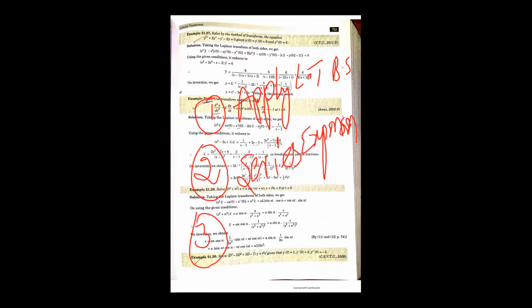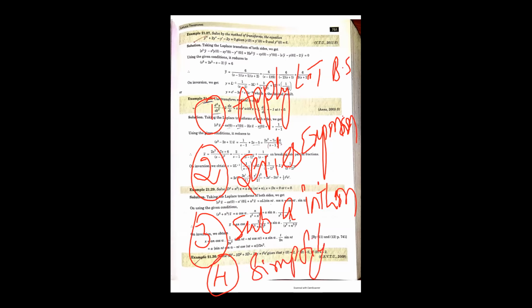And third one, substituting the initial value conditions, that is, substitute the given values. Fourth one, simplify by using the partial fraction method. Simplify the equation by using the partial fraction method.